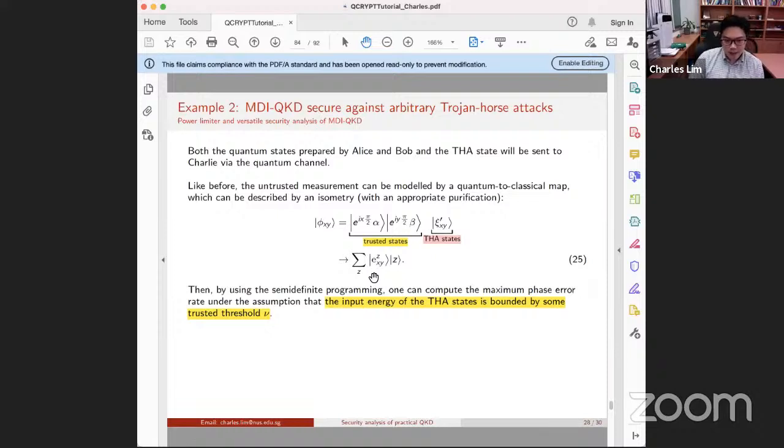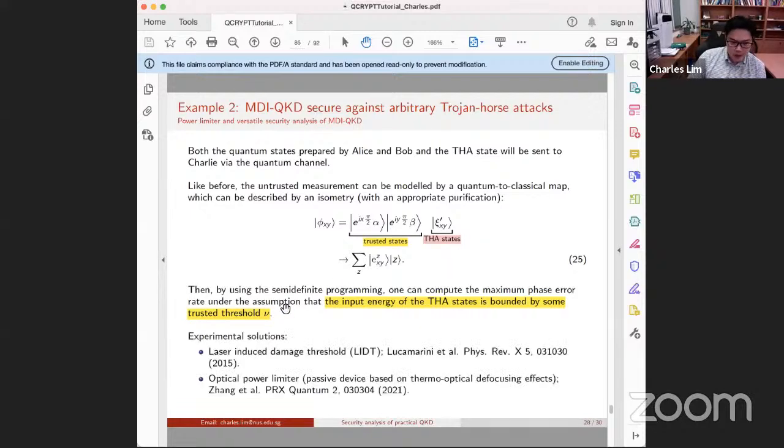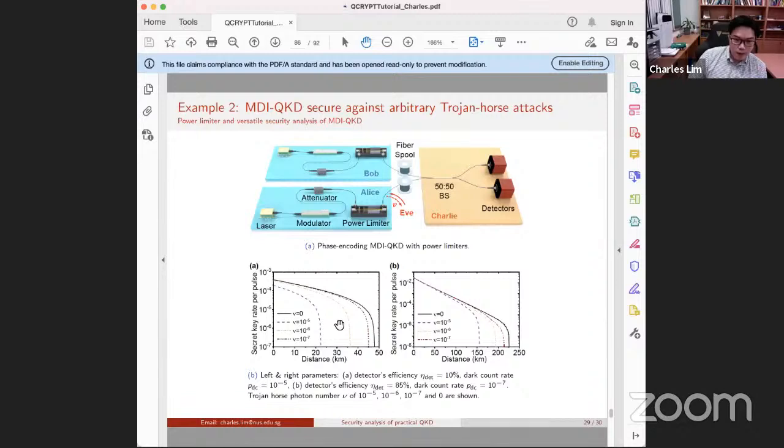Obviously, these Trojan horse states cannot be any Trojan horse states. They have to be bounded by some energy bound, so this energy bound is what we define as a new bound here. There are a few ways to go about implementing this threshold in practice. One is to base it on the laser-induced damage threshold proposed by Luca Lucamarini and colleagues from Toshiba in 2015. The other is to look into one of the passive devices that we recently proposed in our group, which is based on thermo-optical defocusing effects. All right, so moving on.